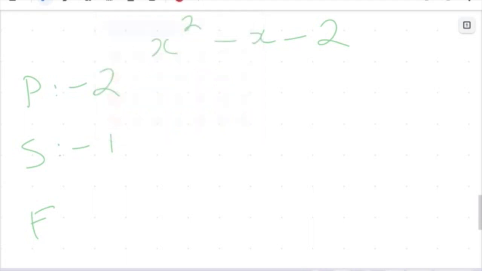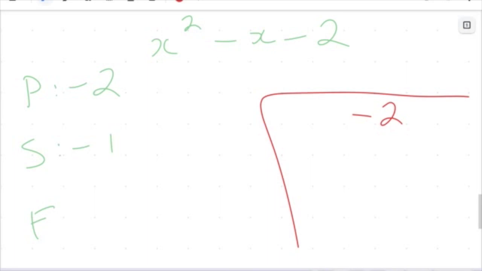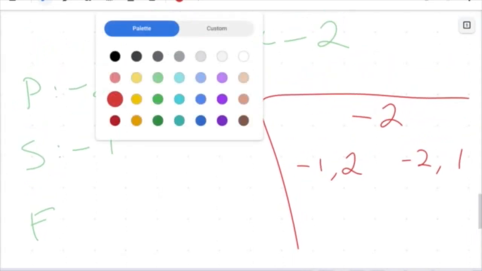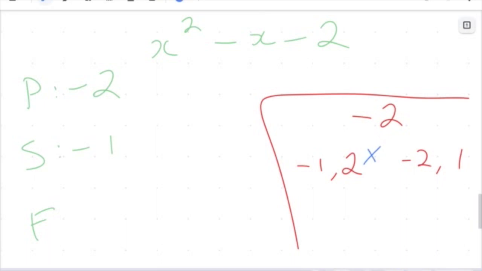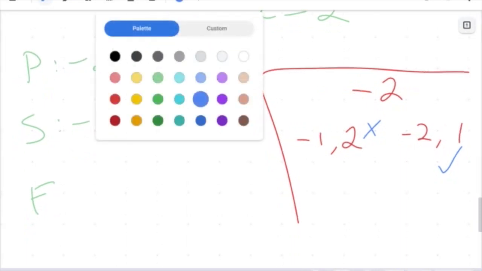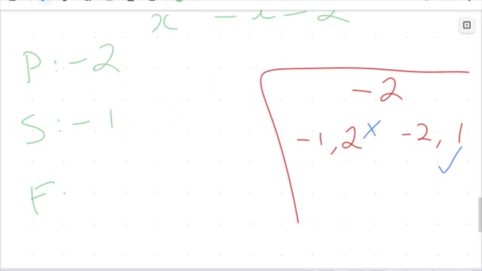So 2 is a prime number, so, sorry, negative 2 is a prime number. So we're only going to have 2 sets of factors with these negatives happening. We have negative 1 and 2, and negative 2 and 1. So if I add negative 1 with 2, that gives me positive 1. So it's not going to be this one. But doing negative 2 plus 1 gives me negative 1. So it's going to be this one here. So now I can write in that my factors are negative 2, 1.